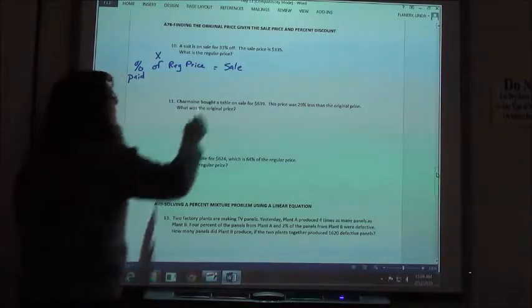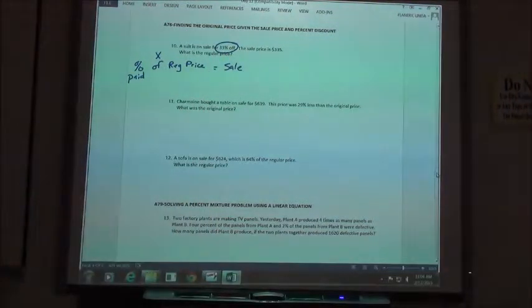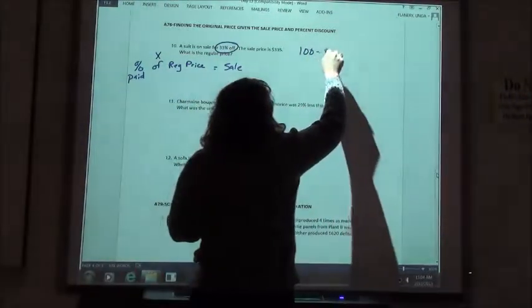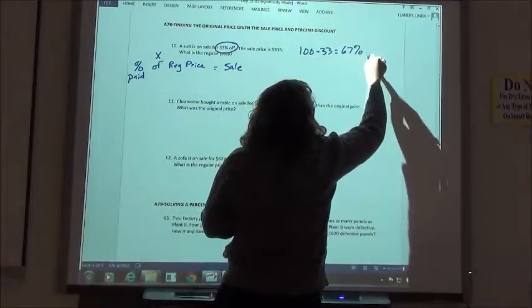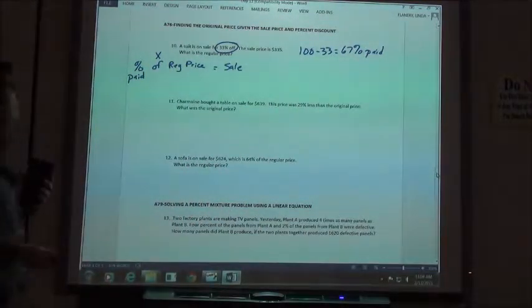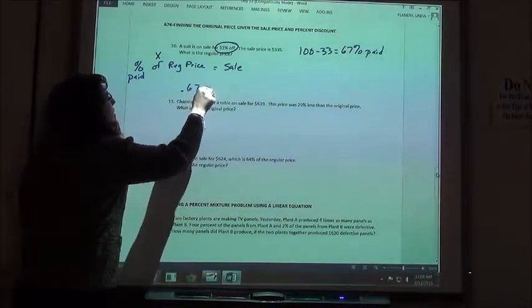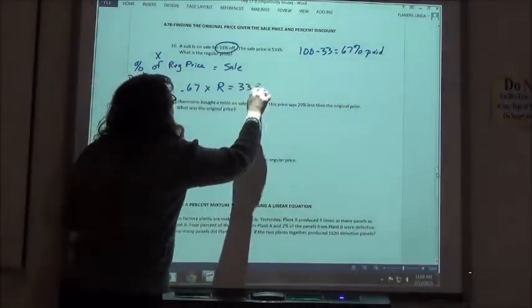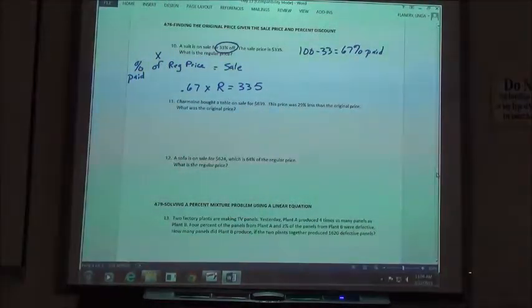$335. This percent is not the percent that you want to use in your problem. It's the discount. You want to find what's the complement of that, which means you're going to take 100% minus 33%. If I take 100 minus 33, 67% is what I paid. I paid 67% of the regular price. So 67% times my regular price is going to be equal to my sale price of $335. So what I end up doing is taking that $335 and dividing it by the 67%.